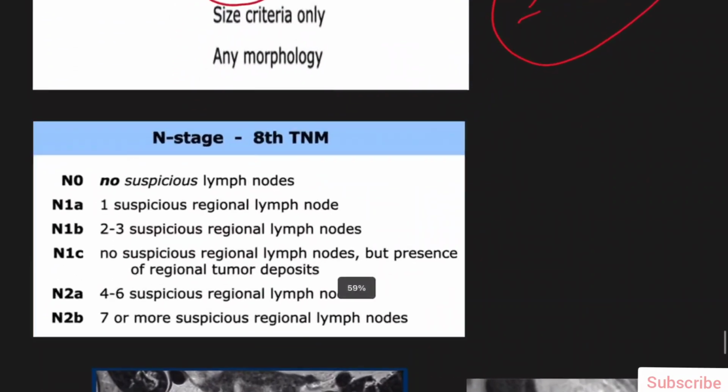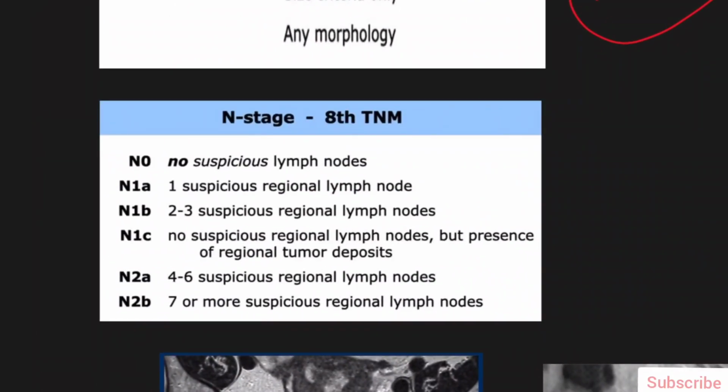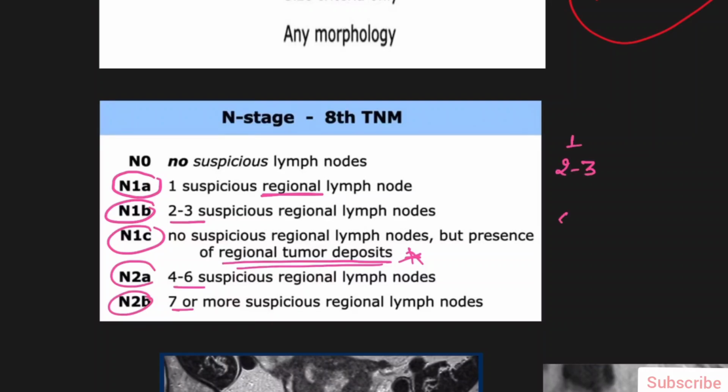So let's talk about the N stages. In N staging, 1A is only one suspicious regional lymph node. See, this regional lymph node includes the mesorectal, the high mesorectal, as well as the lateral lymph nodes. 1B is 2 to 3 suspicious regional lymph nodes, and 1C is presence of regional tumor deposits. Then 2A is 4 to 6, and 2B is more than or equal to 7. So 1, 2 to 3, 4 to 6, more than or equal to 7.